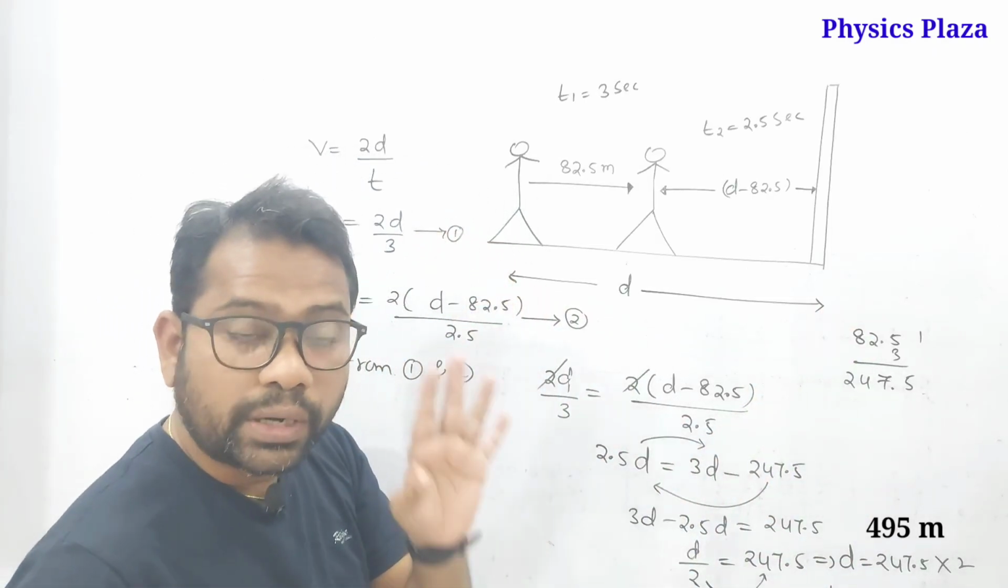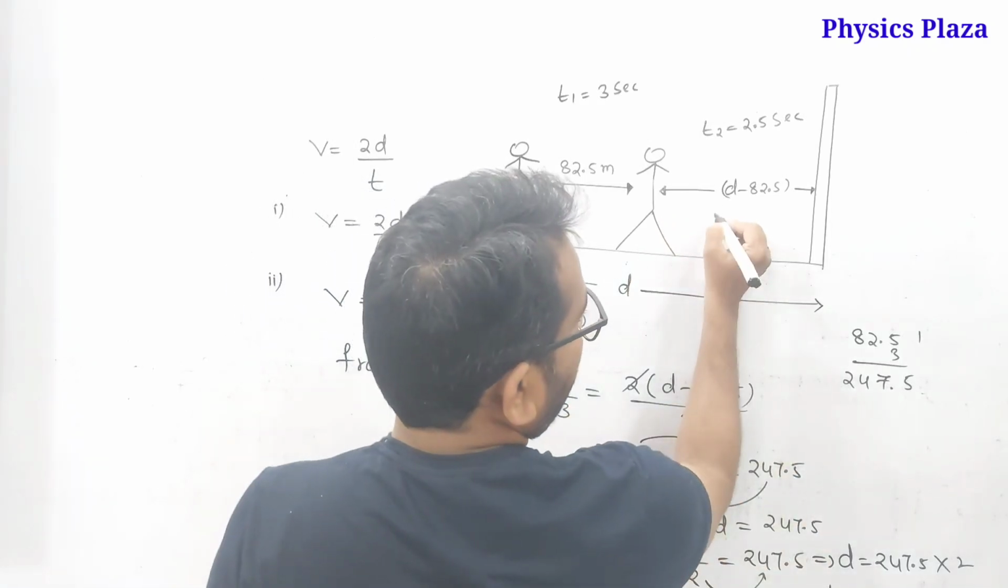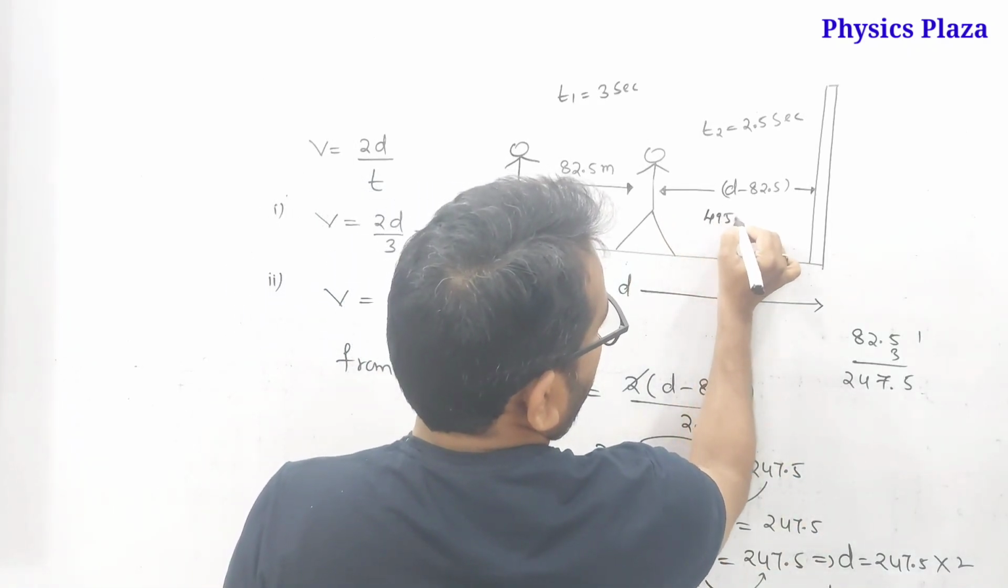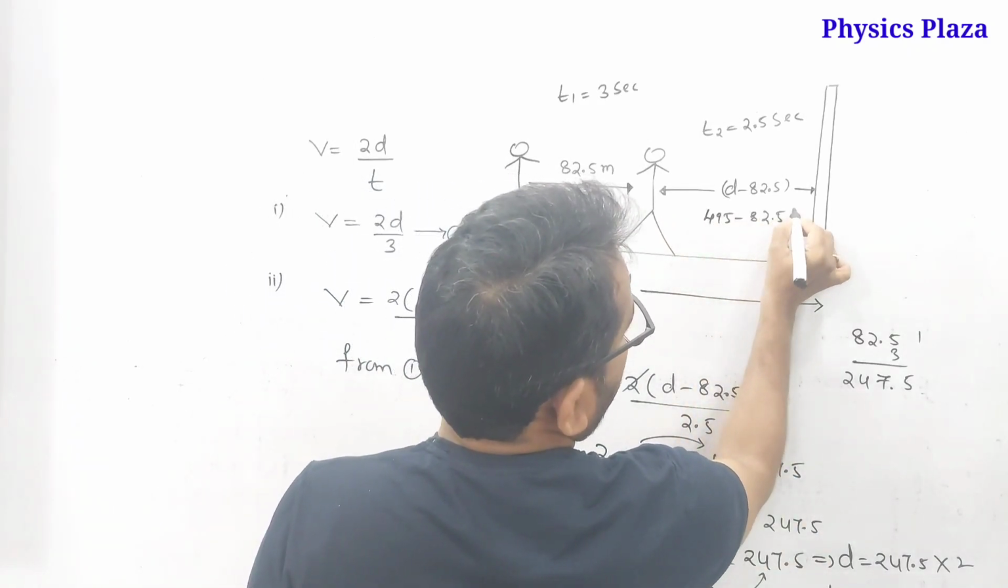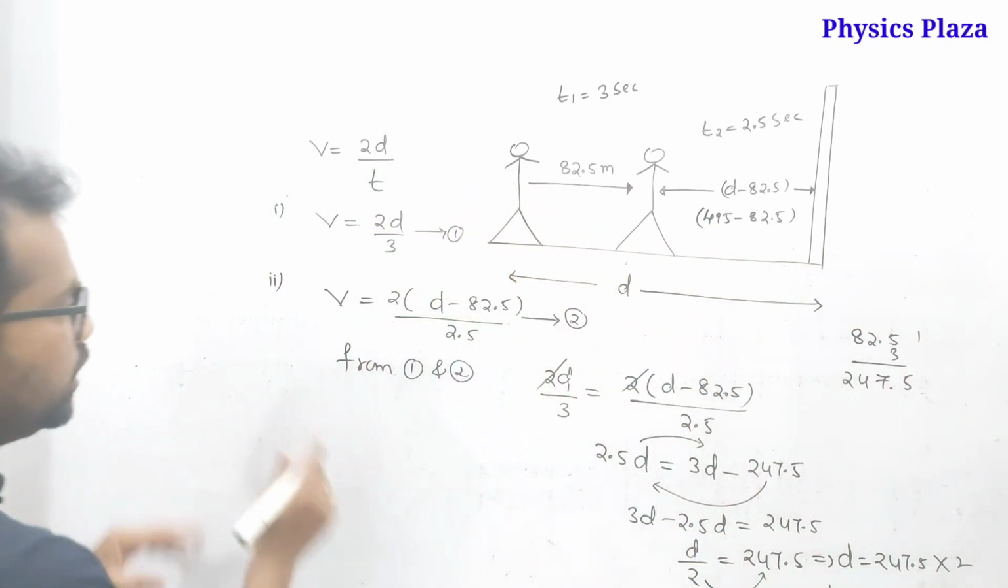If they ask what is the distance between the cliff and the new position, then what should you do? 495 minus 82.5. That will be the distance between the cliff and the new position. Now this first part is over.